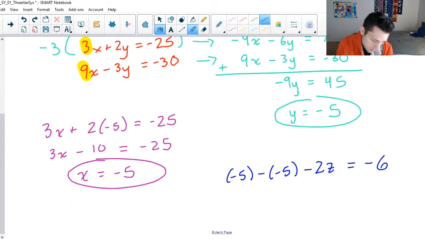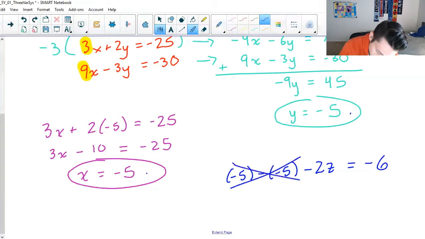Okay, so the first negative 5 comes from the x. The second negative 5 comes from the y. Just plugging into the first original equation. We could have also done the third. Okay, negative 5 minus negative 5. Great, those cancel each other out. Negative 2z equals negative 6. So I get z equals 3.